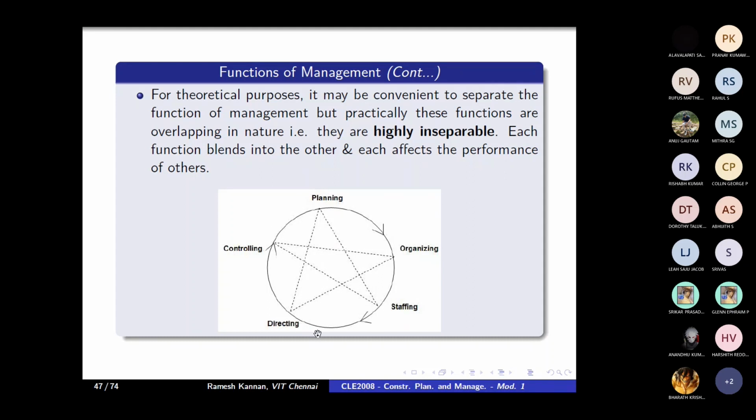Which means almost all the factors are interrelated and they are highly inseparable. And these are practically important things. If you fail to plan, then the entire thing can go wrong, like all the functions of management can go wrong. But if you plan perfectly and you organize perfectly, but you don't staff it or maneuver your personnel, then it is pretty much a disaster.